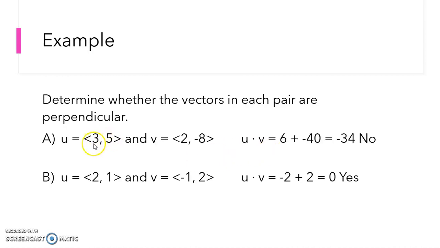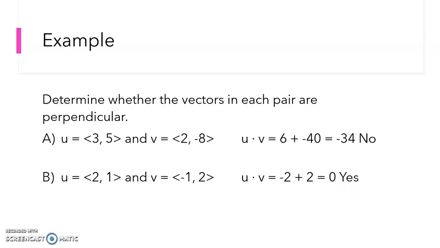In part A, my dot product was 3 times 2 plus 5 times negative 8, which comes out to 6 plus negative 40, which is negative 34. So these are not orthogonal. In part B, I did 2 times negative 1 plus 1 times 2. And negative 2 plus 2 is 0. So yes, these two are orthogonal.